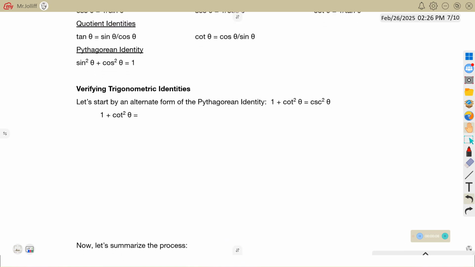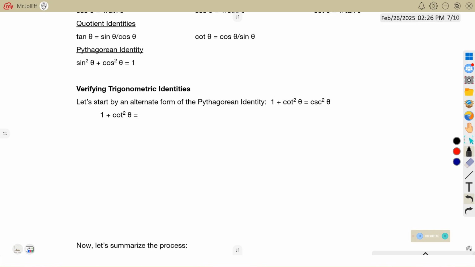First thing, we want to verify the alternate form of the Pythagorean identity. We know sine squared plus cosine squared equals 1. We want to verify that 1 plus cotangent squared is cosecant squared. When you are given a statement that's already in equation form and you're asked to verify, you start with half the equation and you write it down.